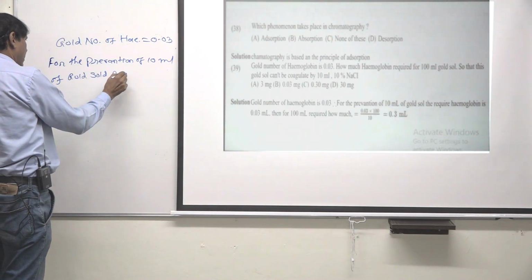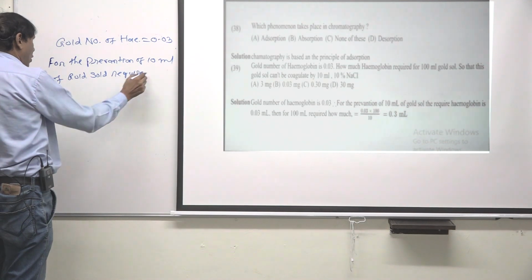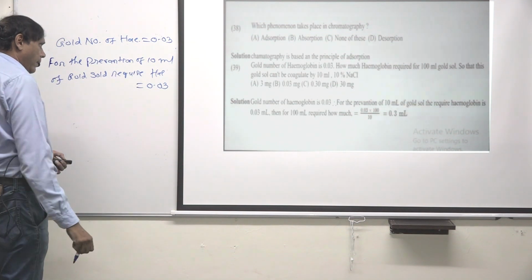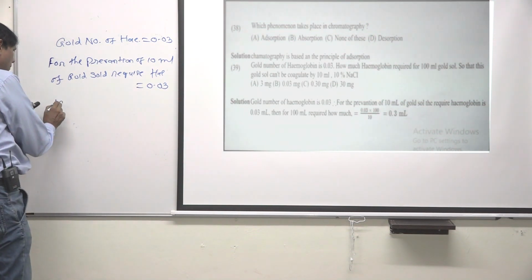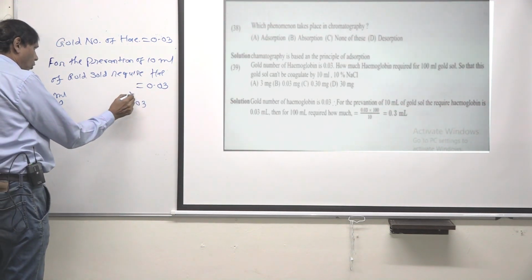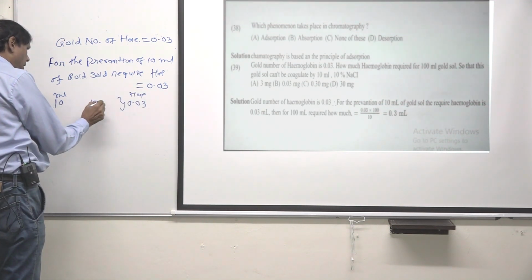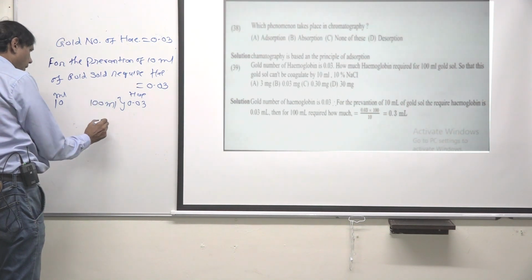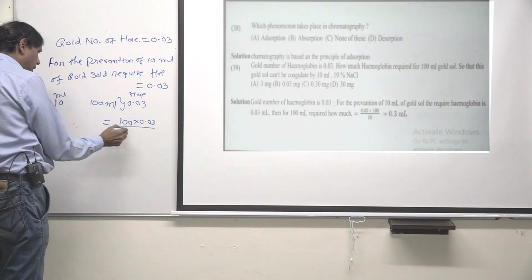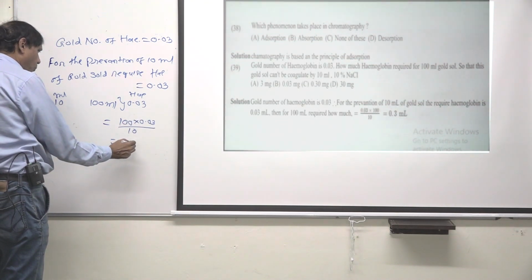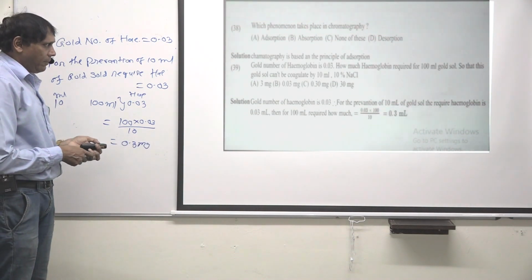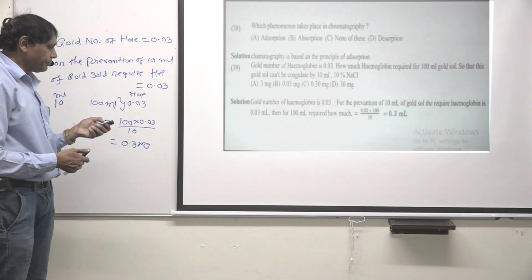it requires hemoglobin equal to 0.03. So for 10 ml, very easy, 0.03 hemoglobin is required. So for 100 ml, how much? It is equal to 100 multiplied by 0.03 divided by 10, which is 0.3 milligram. So the answer is 0.3 milligram. That is C.